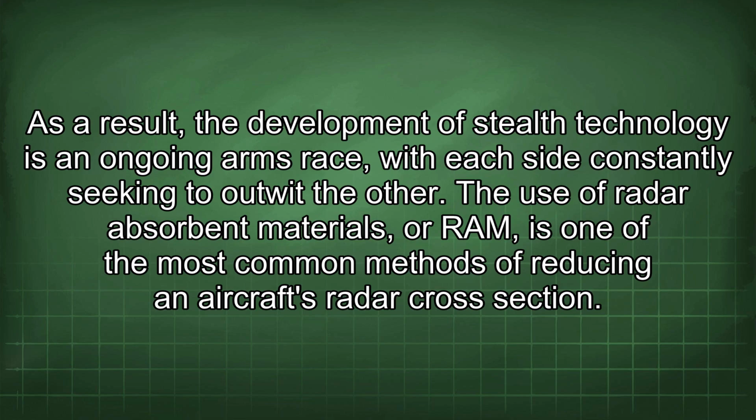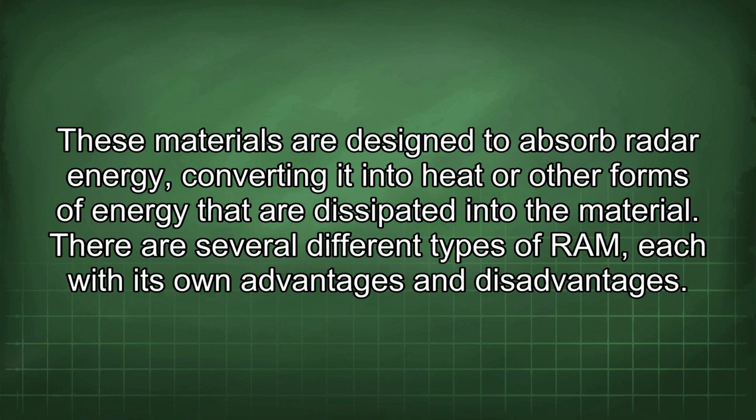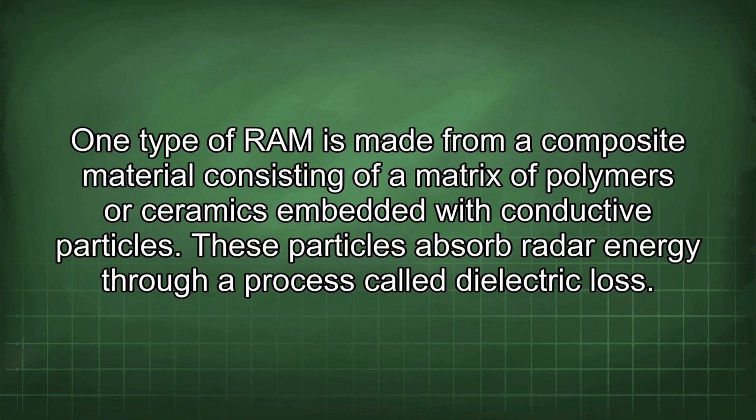aircraft's radar cross-section. These materials are designed to absorb radar energy, converting it into heat or other forms of energy that are dissipated into the material. There are several different types of RAM, each with its own advantages and disadvantages. One type of RAM is made from a composite material consisting of a matrix of polymers or ceramics embedded with conductive particles. These particles absorb radar energy through a process called dielectric loss.